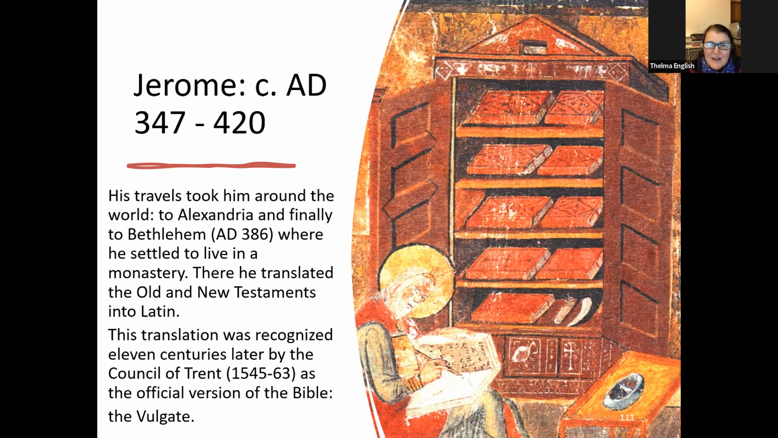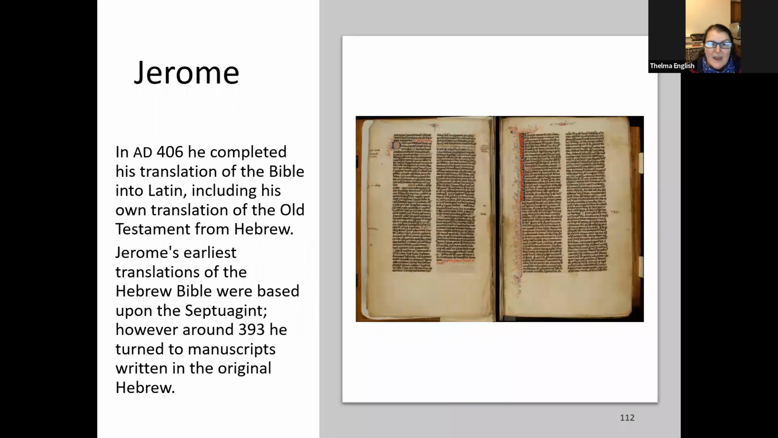This translation was recognized 11 centuries later at the Council of Trent as the official version of the Bible, the Vulgate, the Latin Vulgate. In AD 406, Jerome completed his translation of the Bible into Latin, including his own translation of the Old Testament from Hebrew. He went to Bethlehem and learned Hebrew. Jerome's earliest translations of the Hebrew Bible were based upon the Septuagint, the Greek copy. However, about 393, he turned to manuscripts written in the original Hebrew, because by then he was very fluent with Hebrew and thought, I really should be translating these from the Hebrew.